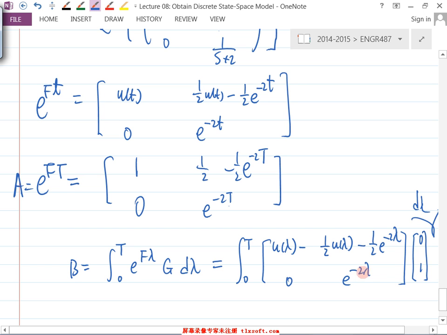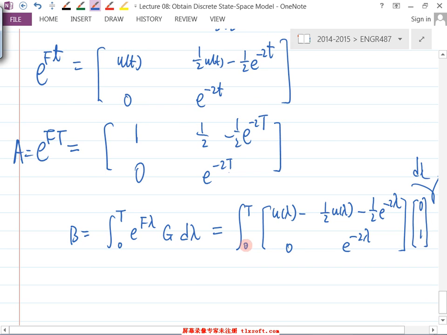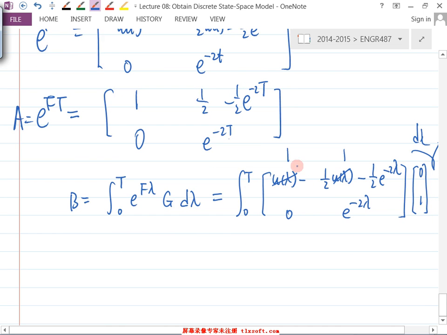So how do we deal with the u of lambda? This is the integral between 0 and capital T. At lambda greater than 0, this u of lambda is actually always 1. And the other thing is, you can also do this first: use this matrix times this vector first. You actually get rid of a lot of terms, so you don't need to integrate every one of them.